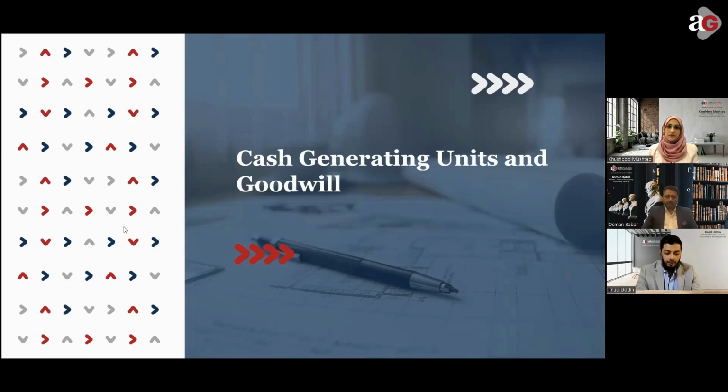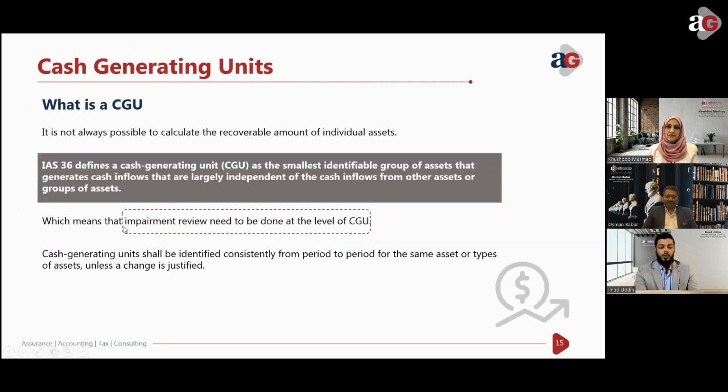I really enjoyed it. Okay, so now let's go a little bit deeper into how we actually do it practically. How do we understand cash generating units, and how do we compute the recoverable amounts? First of all, why do we even need a cash generating unit? It's not always possible to calculate the recoverable amount of individual assets. And why is that so?